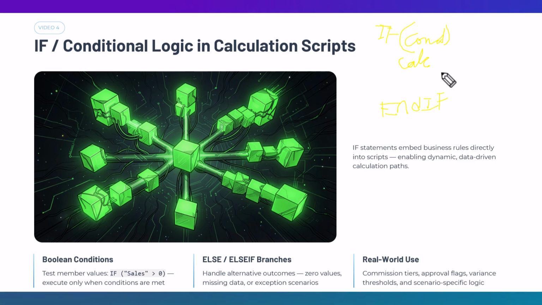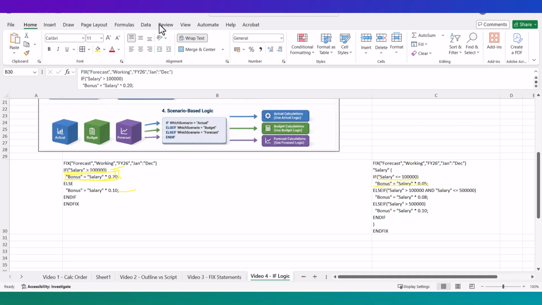If we need logic to execute when the condition fails, there we write ELSE and then the calc. So what happens here is, the first calc will get executed if the condition is true, and the second calc will be executed if the condition is false. Let's look at a sample example.